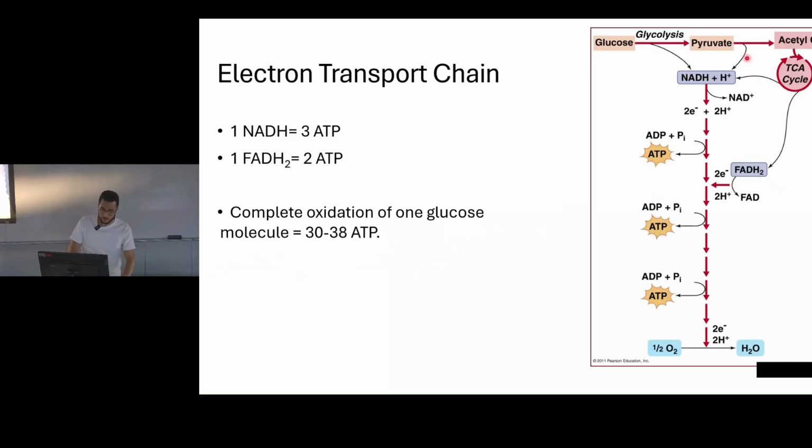So you've probably never seen oxphos like this because we don't really care about what happens in there, okay? My only thing that I want you to remember is that one NADH molecule gives you 3 ATP, one FADH2 gives you 2 ATP, and the complete oxidation of one glucose gives you between 30 to 38 ATP.